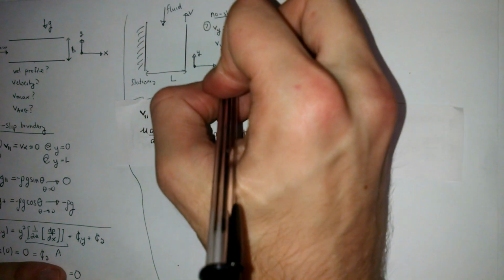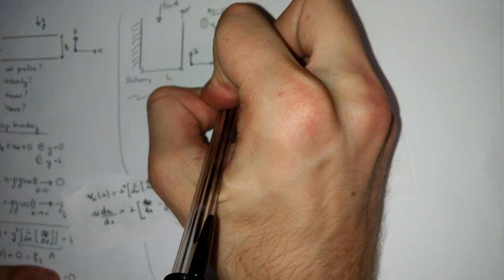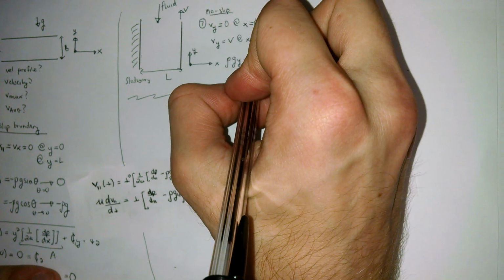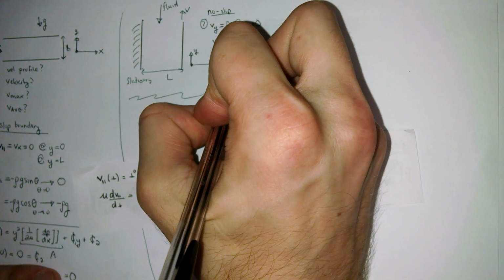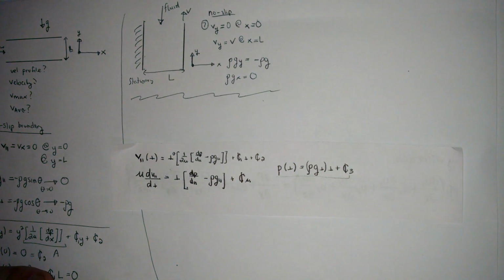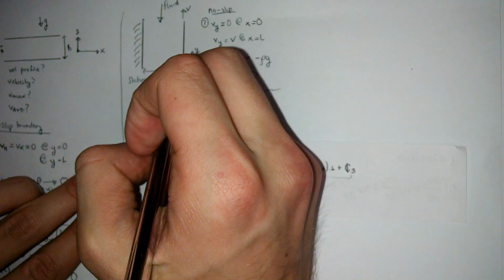The other two things we can figure out are those gravitational terms. So gravity in the y direction is simply going to be negative rho g, and gravity in the x direction is going to be 0. Alright, so we're going to apply these equations once again.